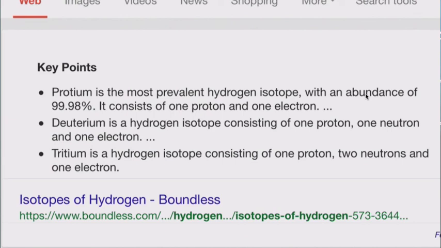Which one is the most abundant based on this right here? Mackenzie. Protium. Protium is 99.98% of all hydrogen that we are aware of, which means all the hydrogen in the universe, which includes our sun and all stars that we can analyze, which includes countless millions and billions of stars. Okay? Any questions about this?